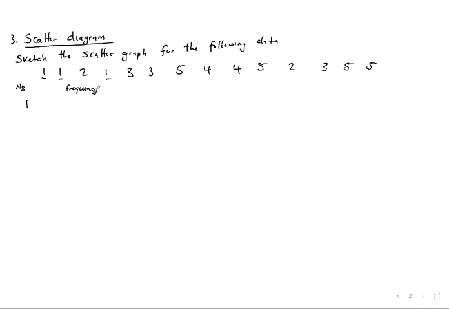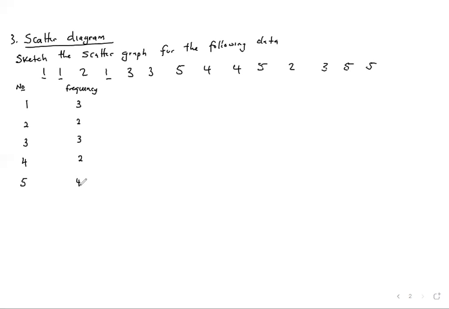How often each number appears. So 1 appears 3 times. And then the number 2 appears how many times? Twice. The number 3 appears how many times? 1, 2, 3. The number 4 appears twice. The number 5 appears 1, 2, 3, 4 times.